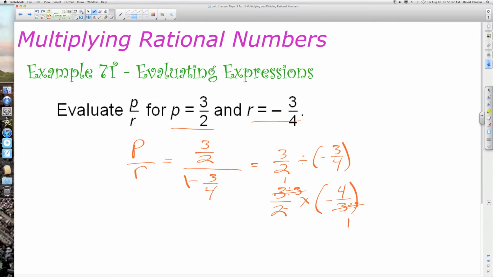2 and 4 cross cancel or divide. 2 divided by 2 is 1. 4 divided by 2 is 2. So now we multiply what remains in the numerator. 1 times 2 is 2. And in the denominator, we have 1 times 1 to give us 2 over 1. Now, we have a positive times a negative, which always gives us a negative answer. And simplifying this a little bit further gives us a negative 2. So when starting with this expression, p divided by r, and p and r are both fractions, we had to use some basic math skills combined with our new knowledge of signed numbers to get our final answer.